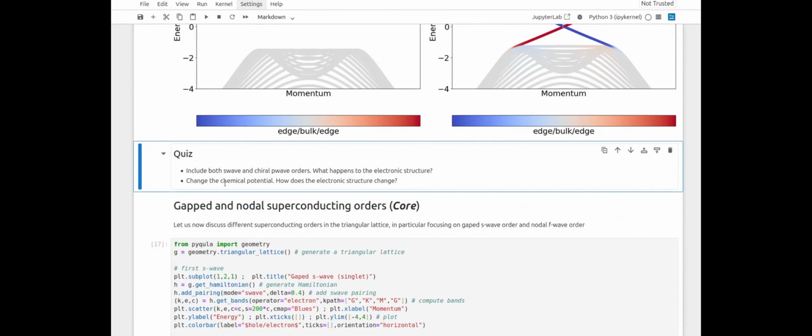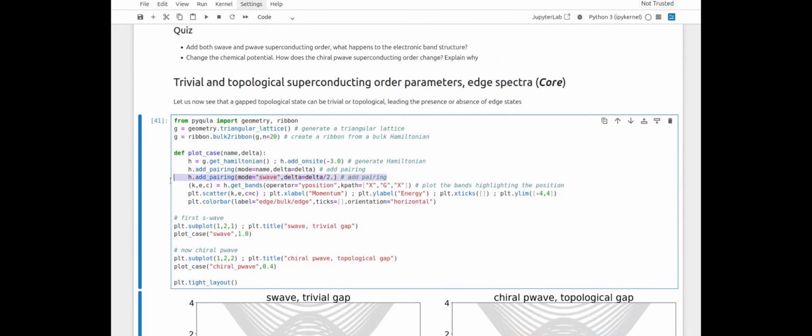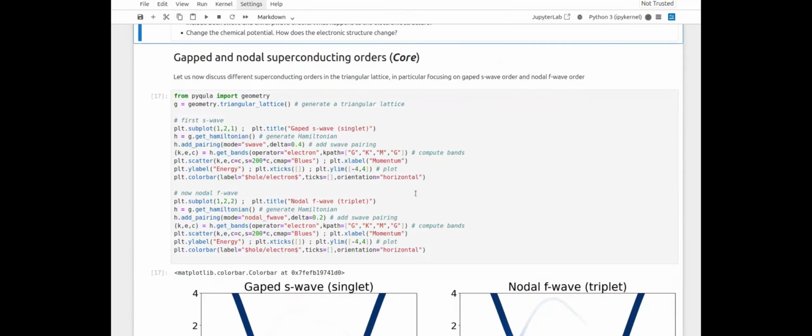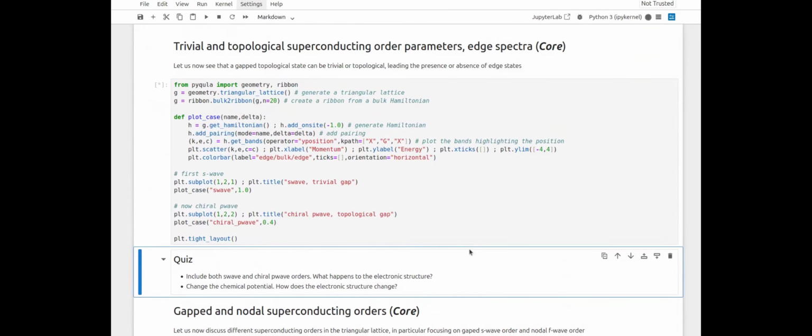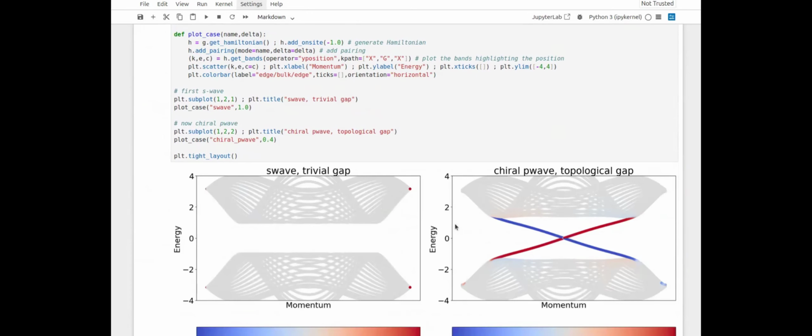And then the next question is to change the chemical potential, how the electronic structure changes. The way in which we can change the chemical potential is by adding a certain on-site energy here, right? So we can take an on-site energy of, for example, -1 instead of -3. And when we do this, we will see that the bulk spectra is going to completely change because, of course, there has been a change, but the edge modes remain. In particular, because we still have a chiral P-wave order that is still topological.